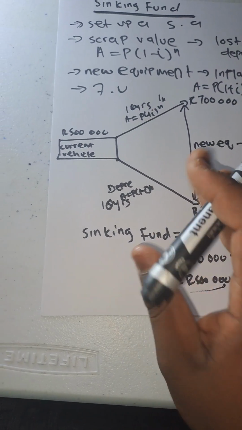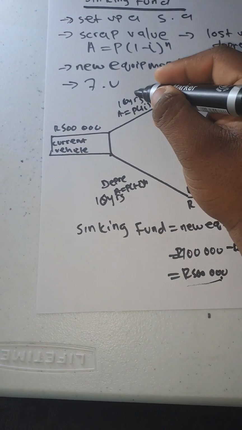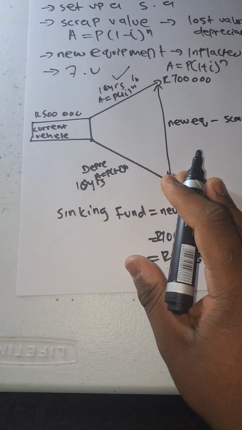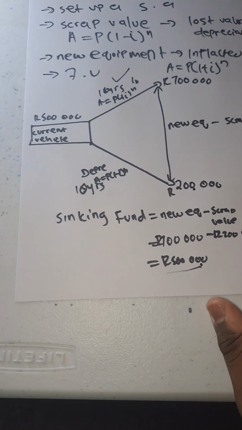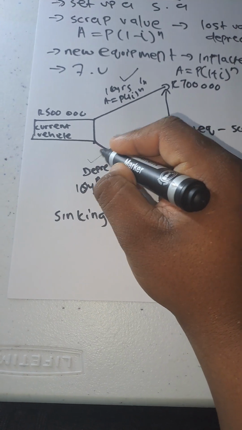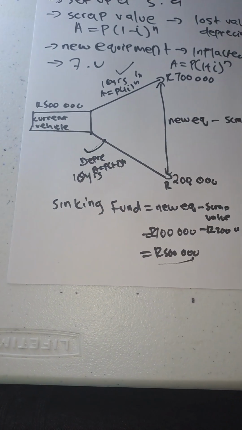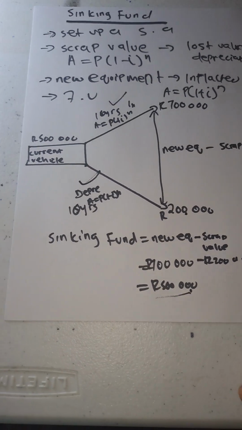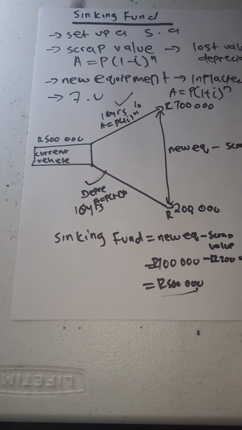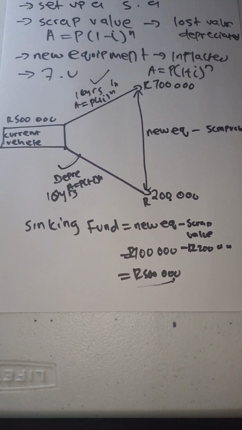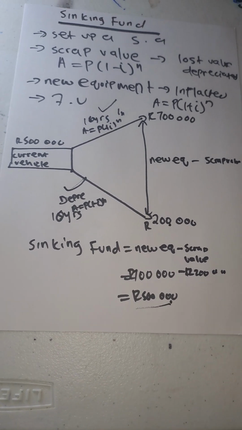In the exam, you'll be asked to calculate the new amount of a brand new Quantum, or maybe a tractor, or whatever they will tell you. And then the second one, they will ask you to calculate the depreciated amount of that certain tractor or Quantum or whatever. And then they will say calculate the sinking value. Sinking value is basically new equipment minus scrap value. Then you get the answer there. You understand? That is all about the sinking fund.